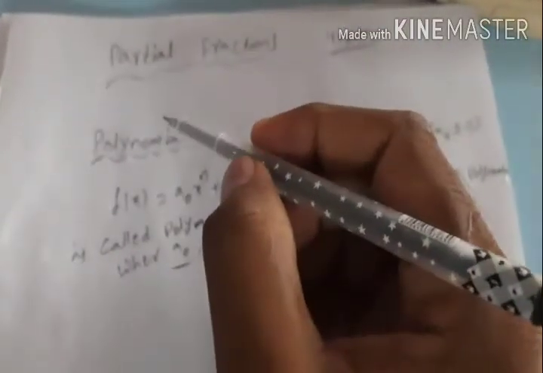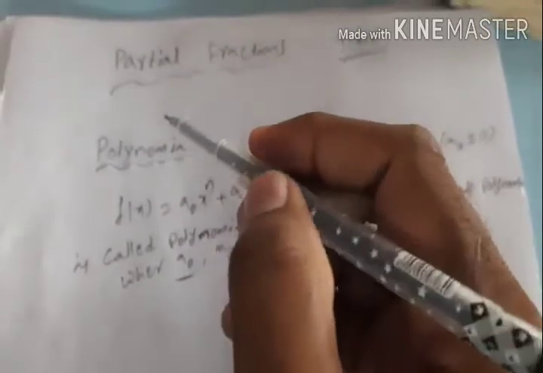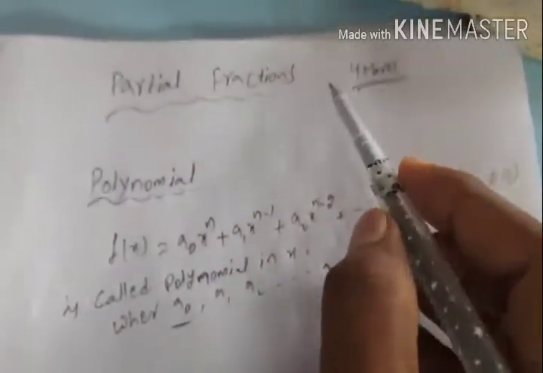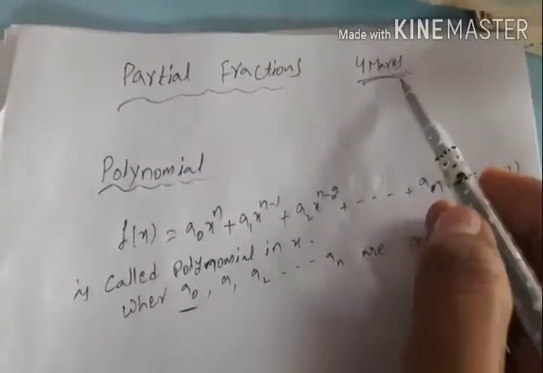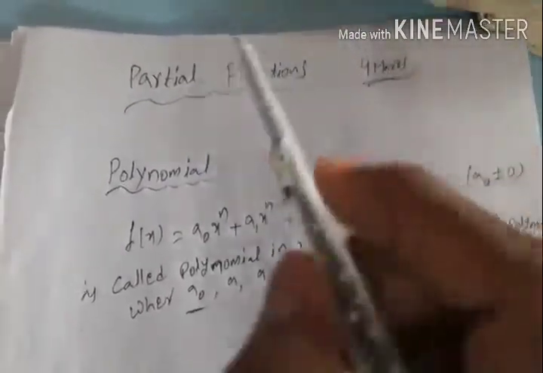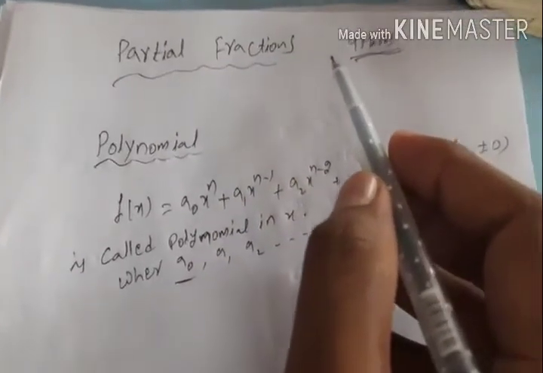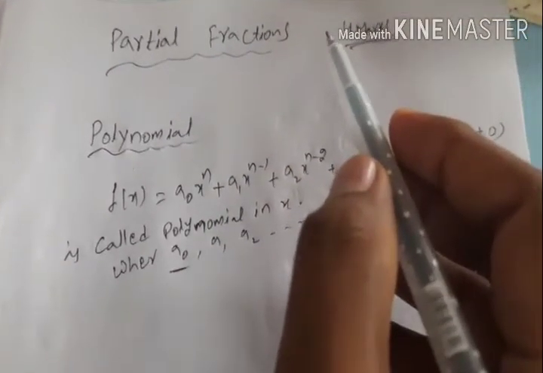In second year mathematics, today we will discuss the topic partial fractions. In partial fractions, we get 4 marks in IPE exams. Before we start partial fractions, we learn some basic concepts.